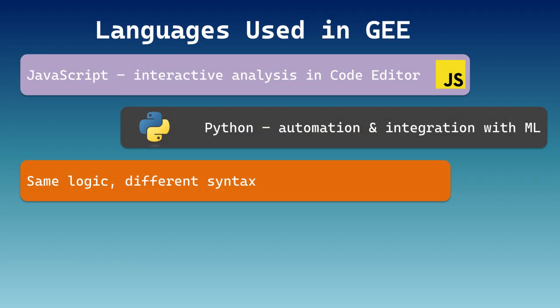Google Earth Engine supports two programming languages. The first is JavaScript, which is used directly inside the Earth Engine code editor. This is the most common option for beginners and for interactive analysis. The second is Python, which is used through the Earth Engine API and is useful for automation, batch processing, and integration with machine learning workflows. The important thing to remember is that the logic and functions are the same in both languages, only the syntax changes.